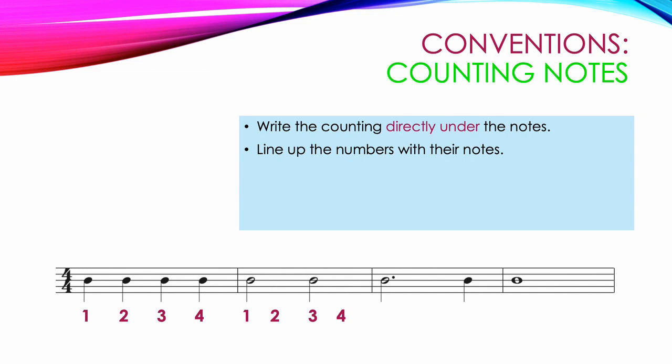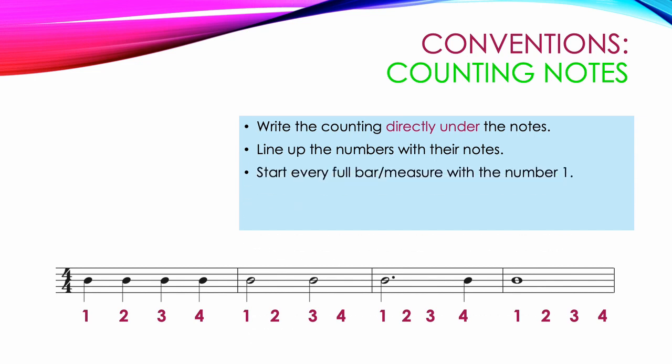The next measure has a dotted half note where 3 counts. So 1, 2, 3 goes under the dotted half note and the 4 goes right under the quarter note. The last measure is a whole note, so we make sure the 1 lines right up with the beginning of the note and we have all 4 numbers.